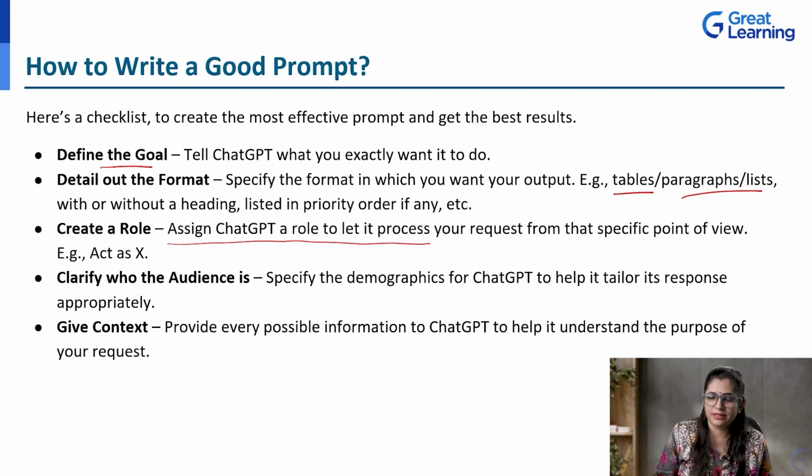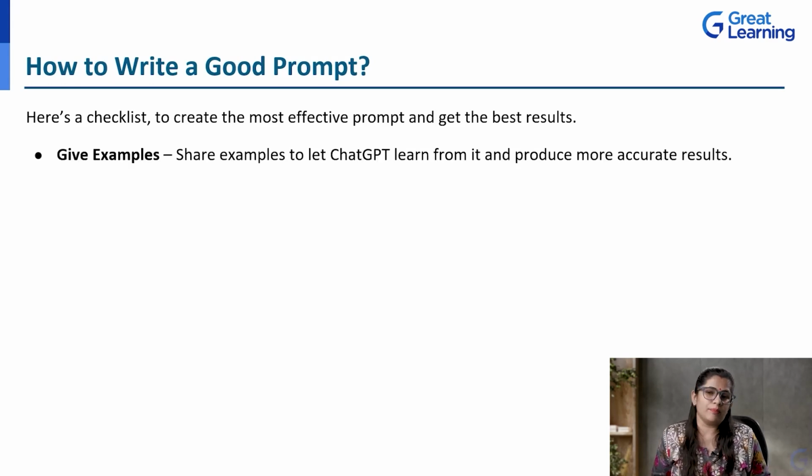Next is giving context. Basically, you are giving every possible additional information for ChatGPT in your prompt so that the purpose of your request is clarified and the response that it generates is what you want. Next is giving examples. We saw in the previous components that giving examples trains ChatGPT, or makes it understand what you want, and it learns from it to produce accurate results.